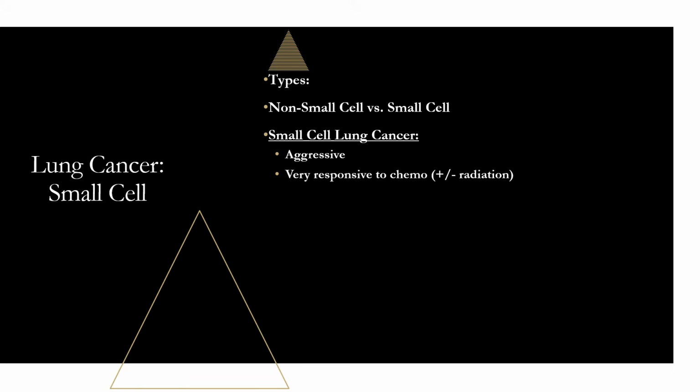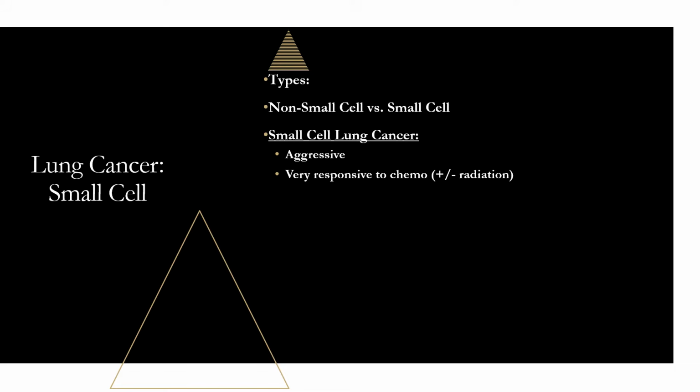aggressive. The other thing is that it's very responsive to chemo, plus or minus radiation, but it's all about chemo in small cell lung cancer. So surgery is rarely ever used. It's just not effective, but small cell is very responsive to chemo. That's your number 1 treatment option. The unfortunate part is even though it responds well to chemo, as well as works well with radiation as well, the cancer is usually going to relapse in 2 years despite the treatment with chemo.